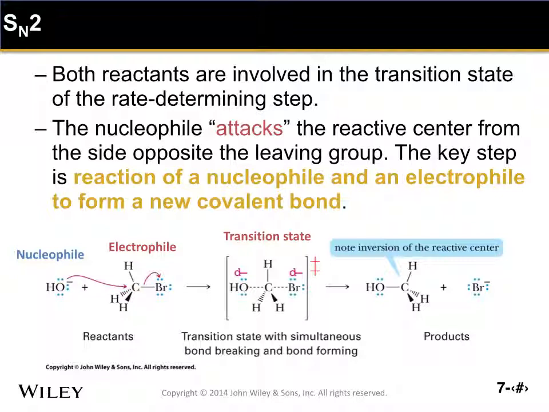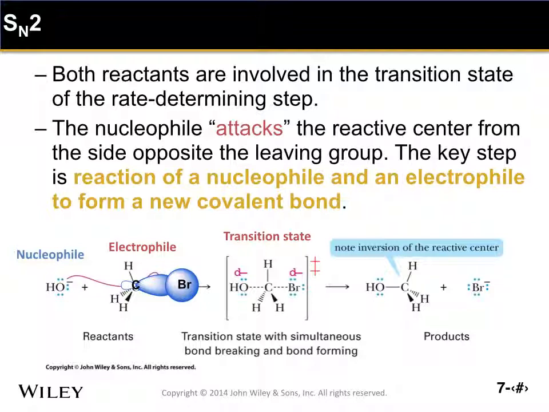So in the product it says, note inversion of reactive center. And I think that's a little bit hard to see here, so I've added a couple of things. Let's look at the orbitals that form the bond in the starting material. So it's a carbon-bromine bond. The carbon is an sp3 orbital that's bonding to the bromine orbital to make that sigma bond.